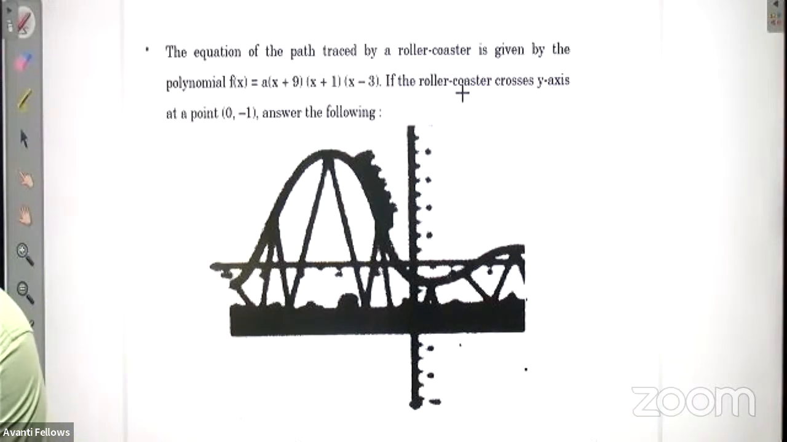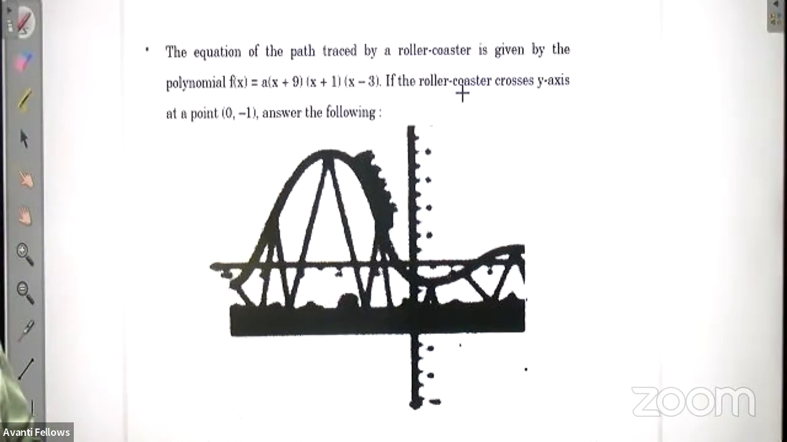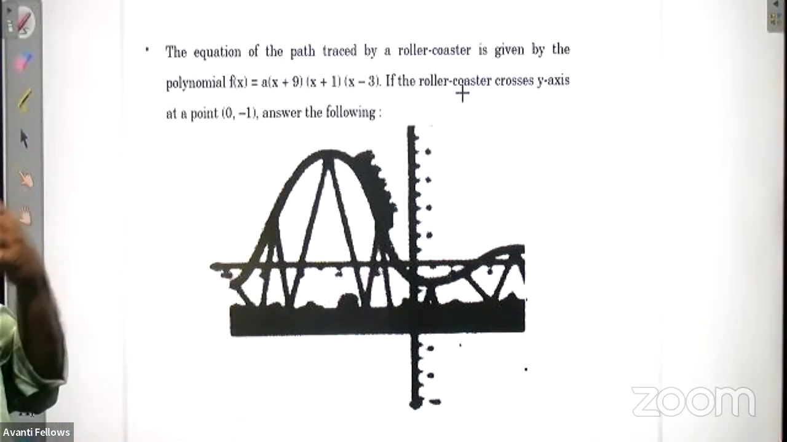This is also a question asked in the last board examination. It is not from the rate of change of actually. Anyway, I have taken it.